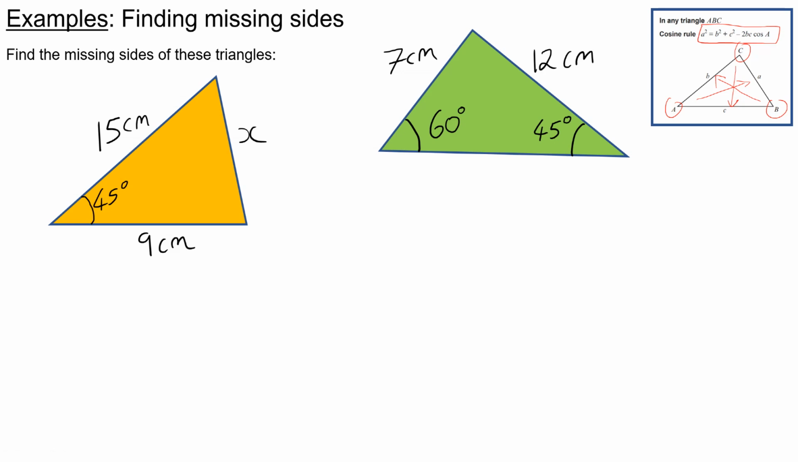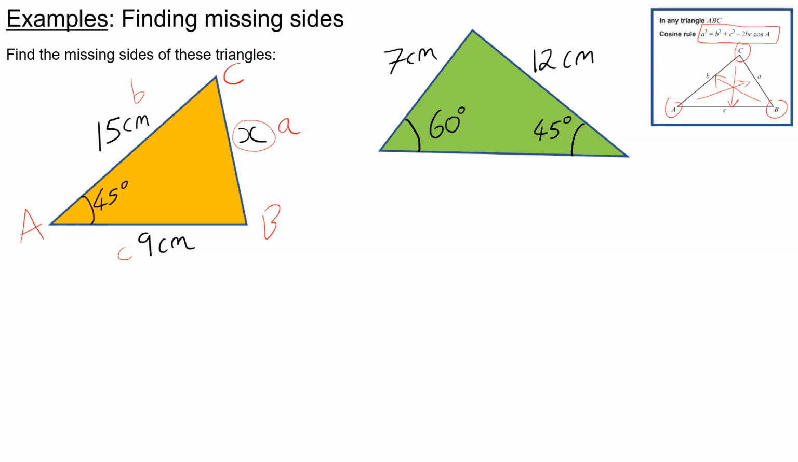So if I look at the triangle on the left, I want to find x. Now, the side that we want to find is always little a. So I'm going to label that little a, which means that the 45 has got to be big A. And then little b could be the 15, and then little c could be the 9. And then we can substitute our values in.